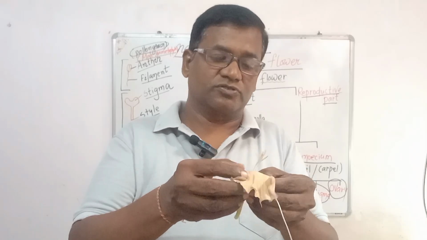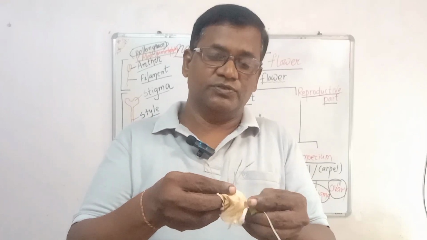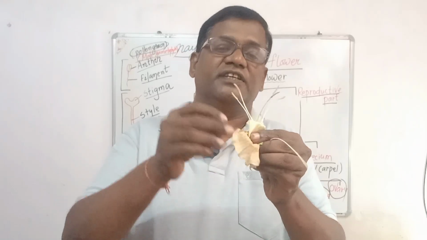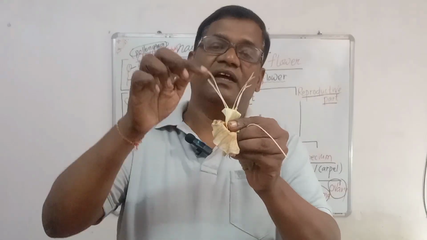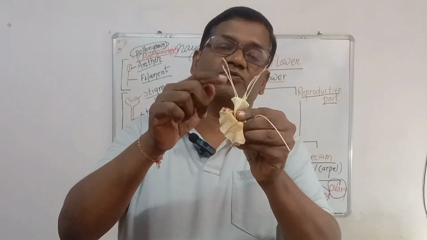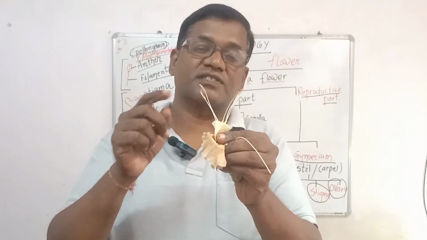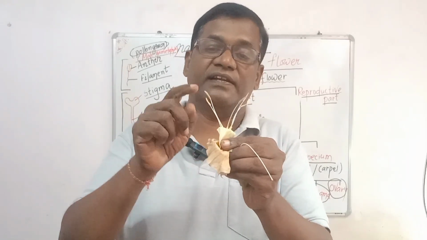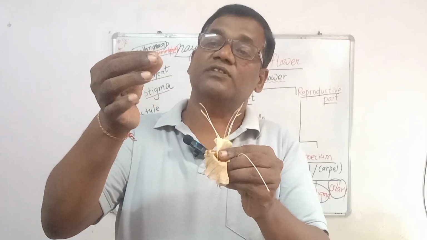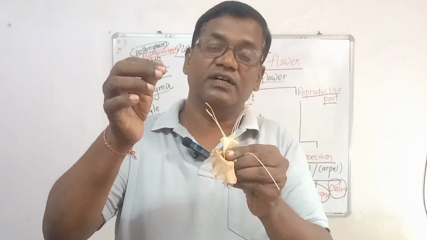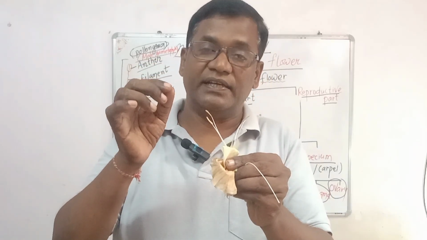Now I will show you very clearly about the stamen. You see here, this part is called the stamen, this part is called the anther, and this one is called the filament. It is very clear here, whereas it was not clear in the hibiscus. You can easily find the anther if you do like this. The powder-like structure will attach to your finger, and that is called the pollen grains.